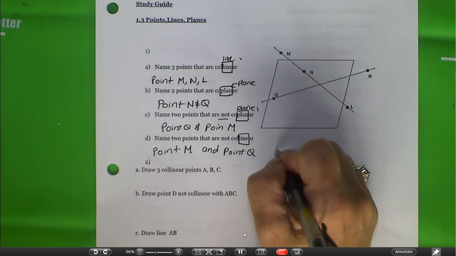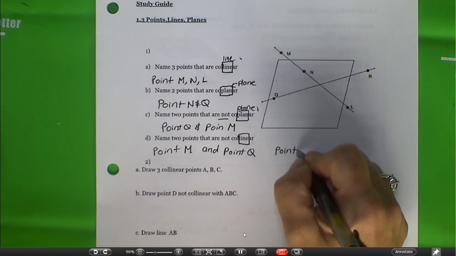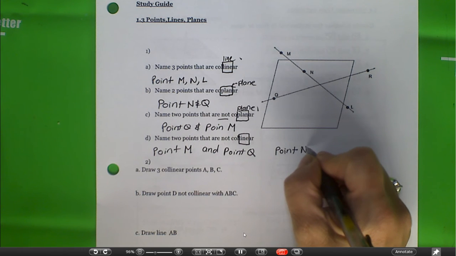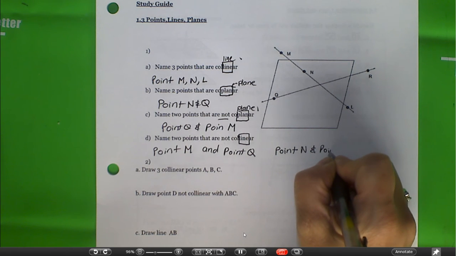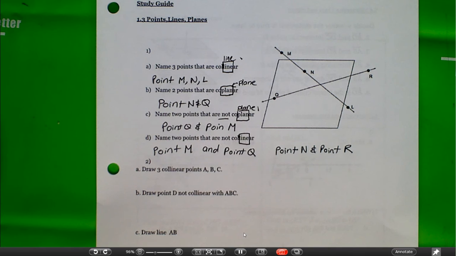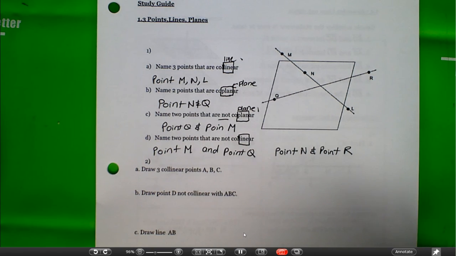There are also point N and point R. They are on different lines. So I just wanted you to see these. There are several solutions. Okay?